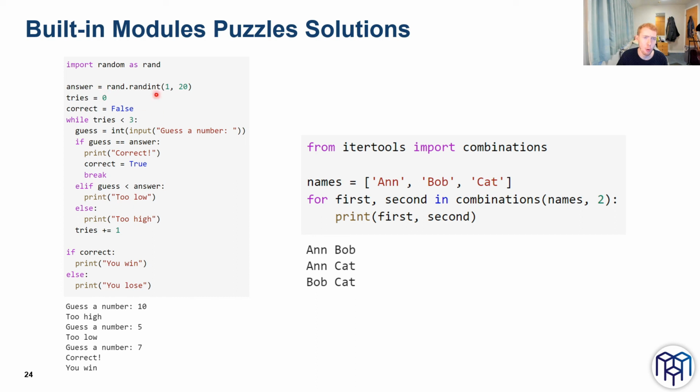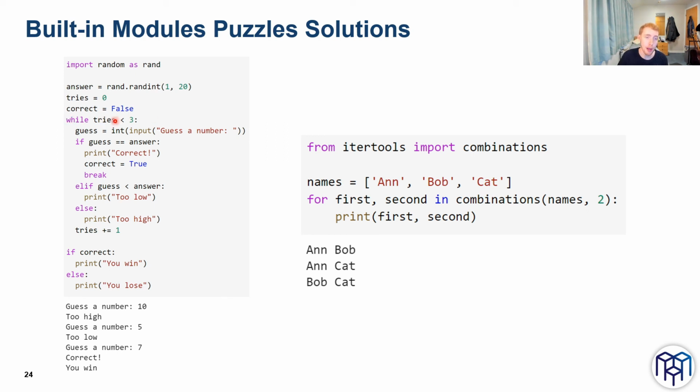And this correct is going to be important for keeping track of why we've exited the loop, because we can either exit because we run out of tries or because we got a correct answer. So we need this correct just to keep track of that. And we assume that they're incorrect by default. That's just going to make our code look a bit easier.